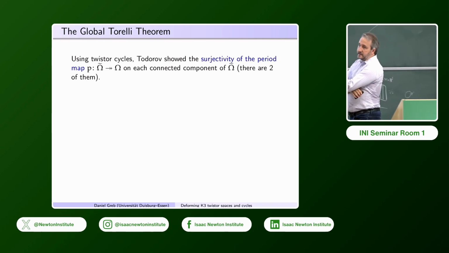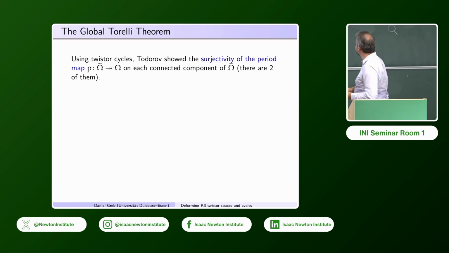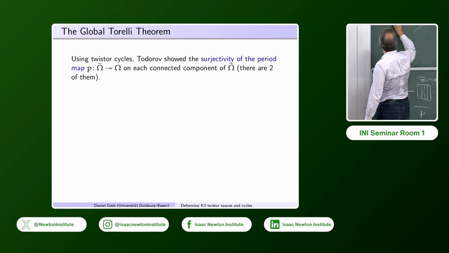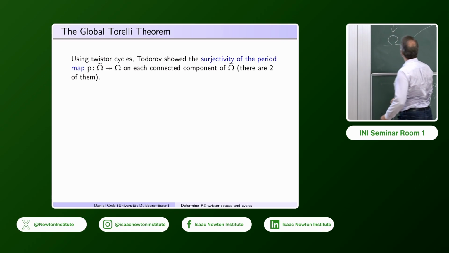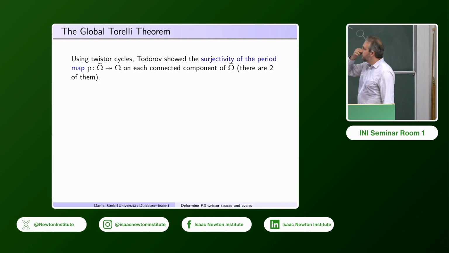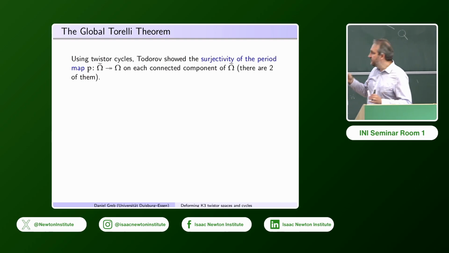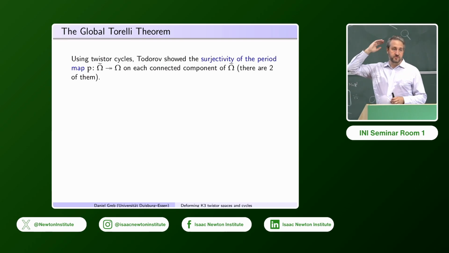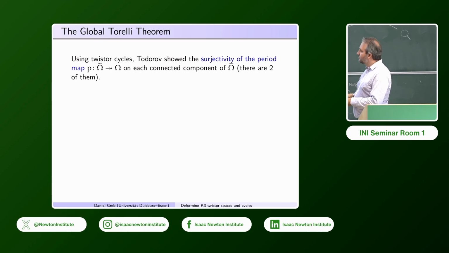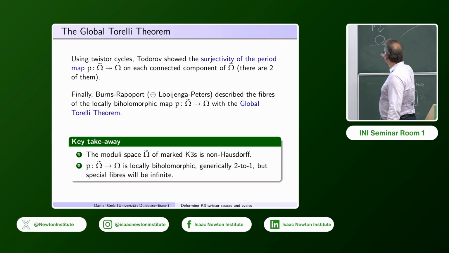So twistor cycles have played a decisive role afterwards. So we have this map. Here's this abstractly glued space. It has this map to the period domain, which is very concrete. I want to study it. Todorov used twistor cycles to show this map is surjective. So every point in the period domain occurs as the period point of some K3 surface. And actually on each of the connected components, there are 2 of them, there's just a ±1 issue. And then the famous Burns-Rapoport paper describes the fibers of this map.